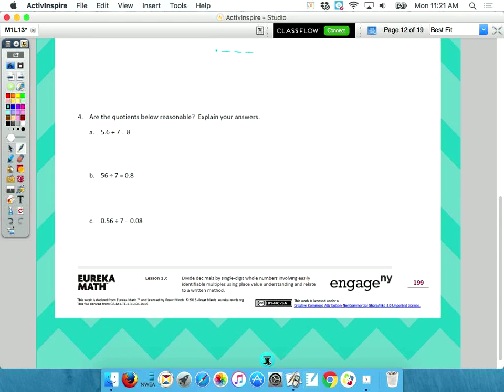The answer to this is no, it's not reasonable. Why isn't it reasonable, Jaden? Because you have to decimal back. If you're going to take the decimal out and make this 56/10, what's your answer going to be? It's going to round to 60. No, 8 tenths. 8/10. And what did they make their answer? 8 ones. So Jaden was right, that's not reasonable.